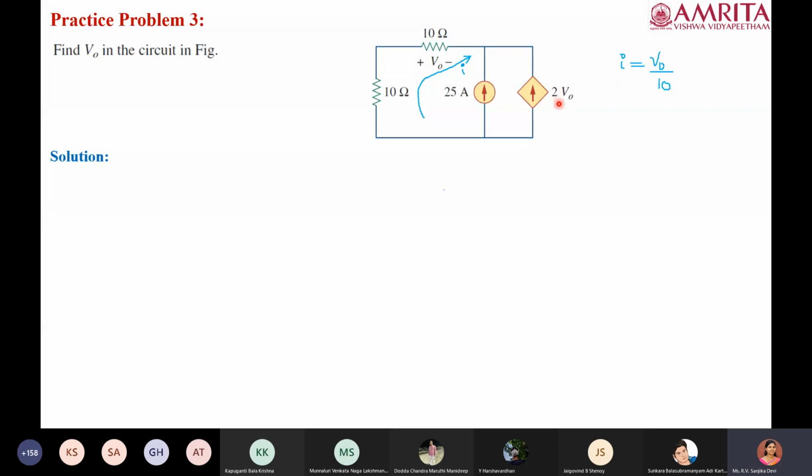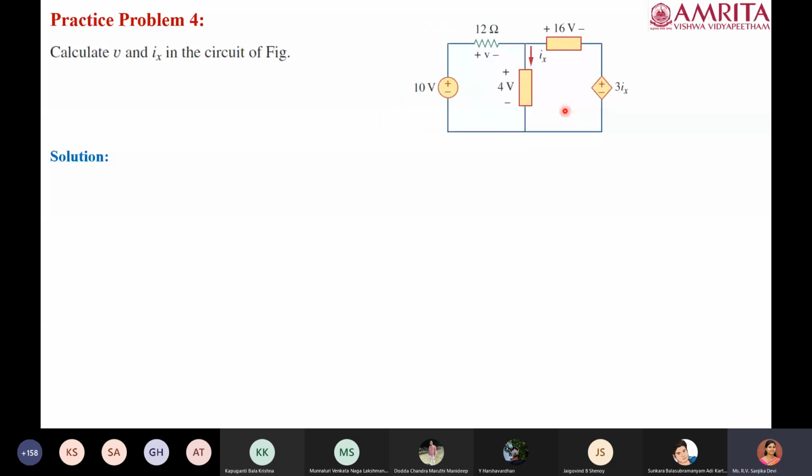So you just try this numerical. If you have any doubts, we will discuss in the next class. But try to complete it. Try to get the value for V naught. And I'll give you one more practice problem. So this you have to think and do it.